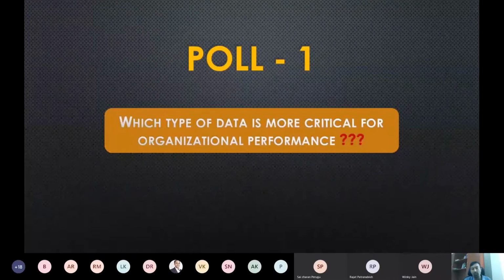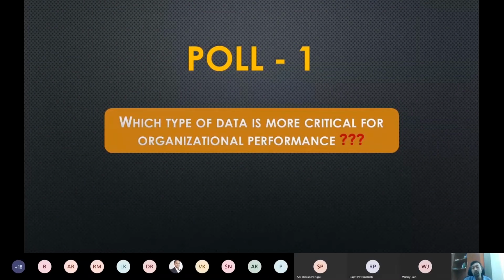What do you think? Which kind of data is more critical? Two kinds of data, structured and unstructured. Actually, in structured data, generally we take a bird's eye view of our customers, right? And in the case of unstructured data, we try to understand something a little deeper, like deeper insights about their customers, understanding their feelings, all those things. So what is definitely more critical and important for organizational performance is unstructured data.